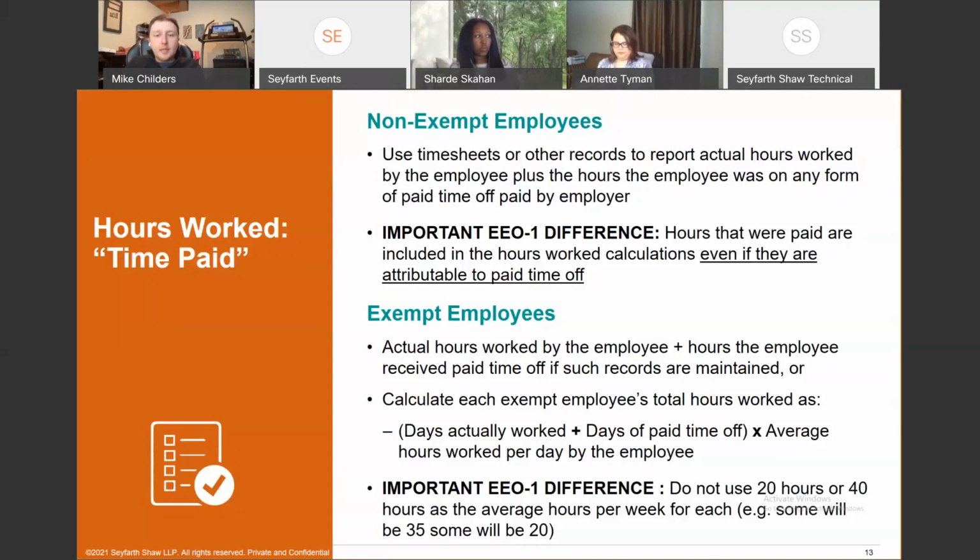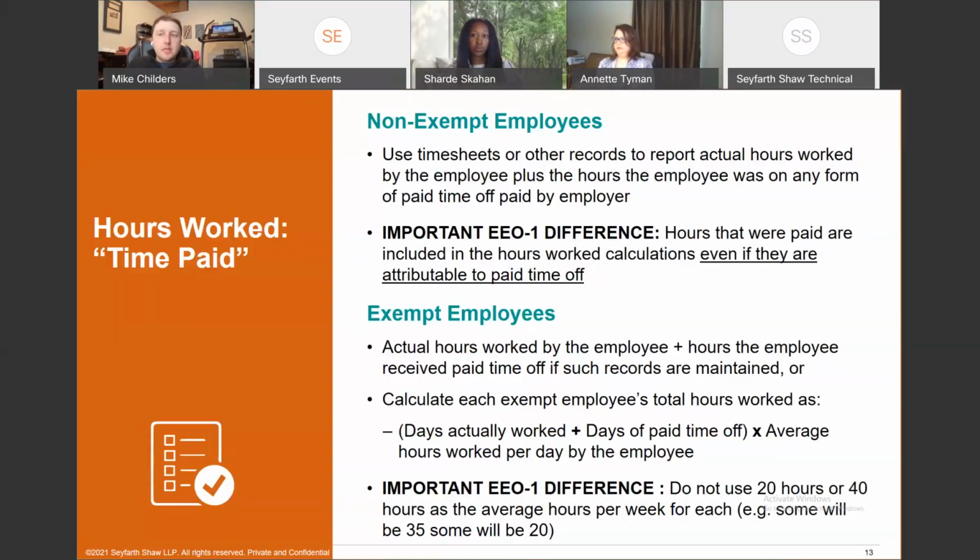For exempt employees, as I mentioned, you can do the same kind of calculation that you did with non-exempt, to the extent that you track that information. However, our experience has been that the vast majority of employers don't track punch in, punch out, or timesheets for exempt employees. So California has introduced their own version of the proxy calculation.